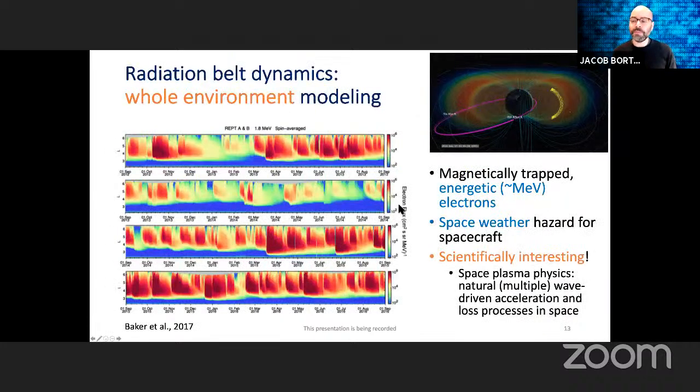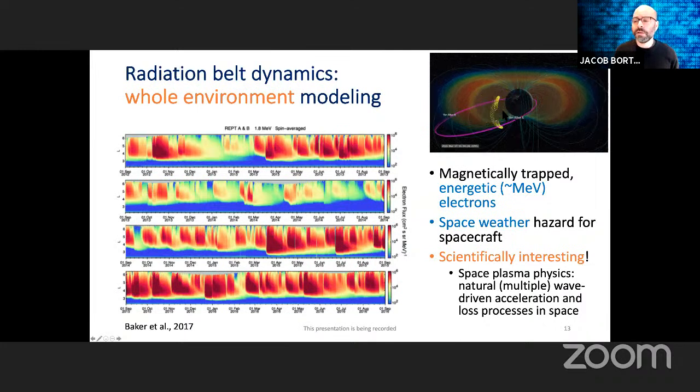Okay, let me change gears now and talk about radiation belt dynamics. And in particular, I'm going to talk about whole environment modeling. We not only model individual events or individual energy channels or particles. We now are interested in modeling entire environments. So for those who are not familiar with radiation belts, this is a very, very quick one-slide primer.